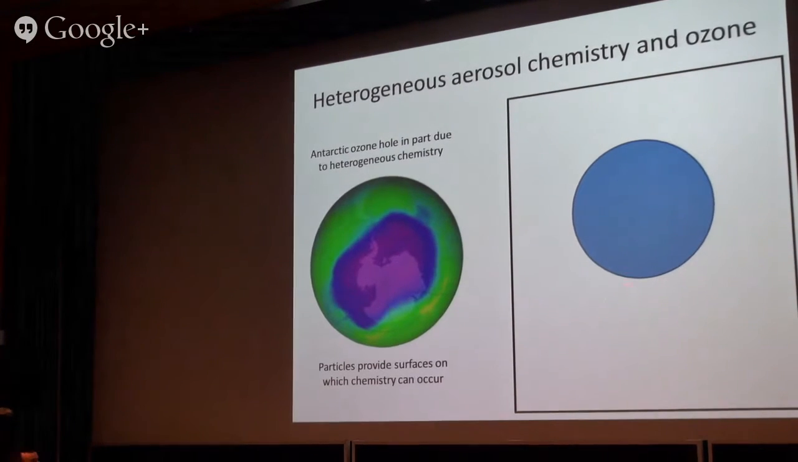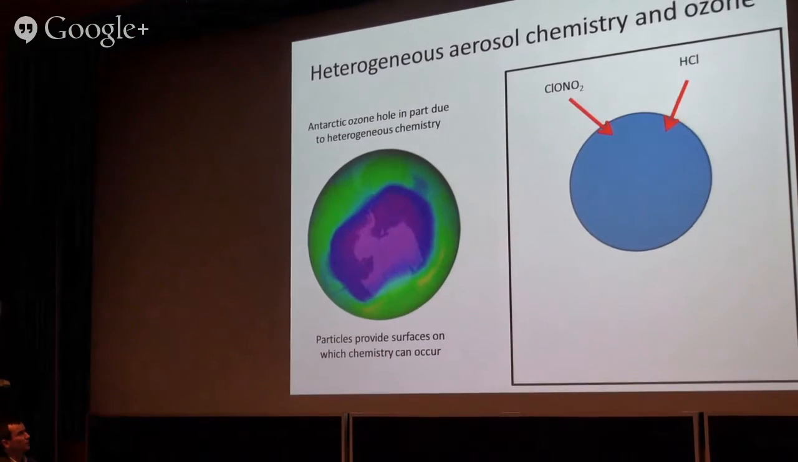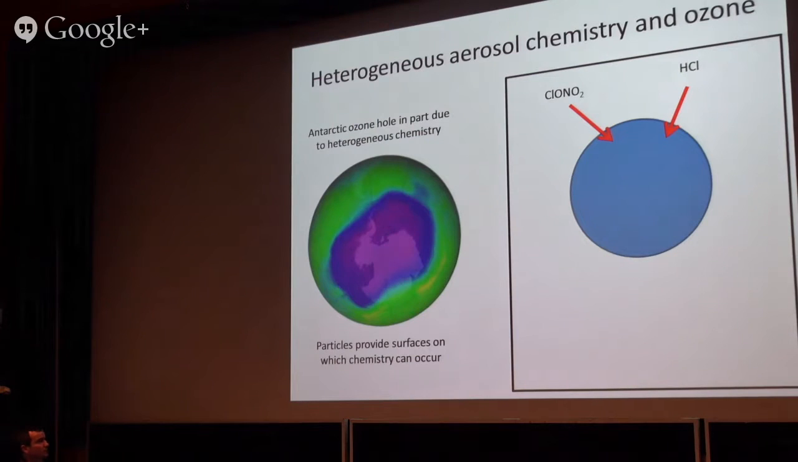So this is not to scale, this is my particle. One reaction we're going to be particularly worried about is the uptake of chlorine nitrate, ClNO3, and HCl onto this particle. Once they get onto this particle, they react, and they release chlorine, Cl2, and nitric acid. The nitric acid tends to stay on the particle, but the chlorine is labile, it has a high vapor pressure, it will come off.